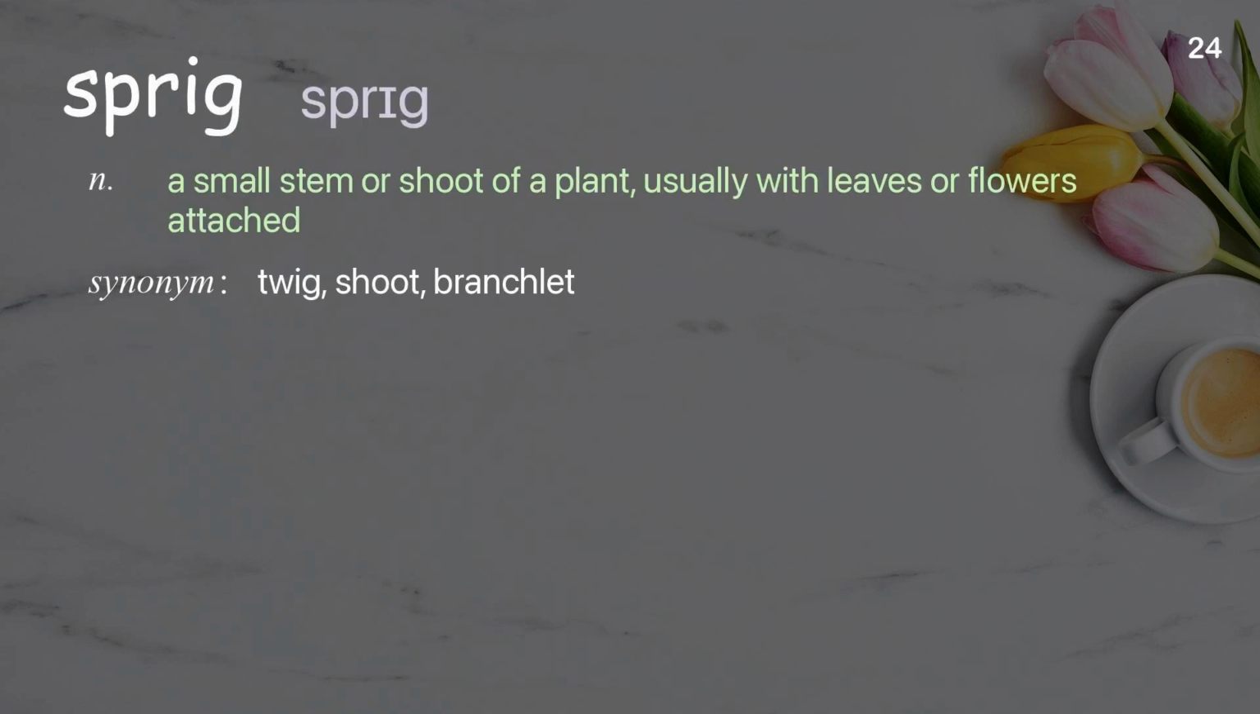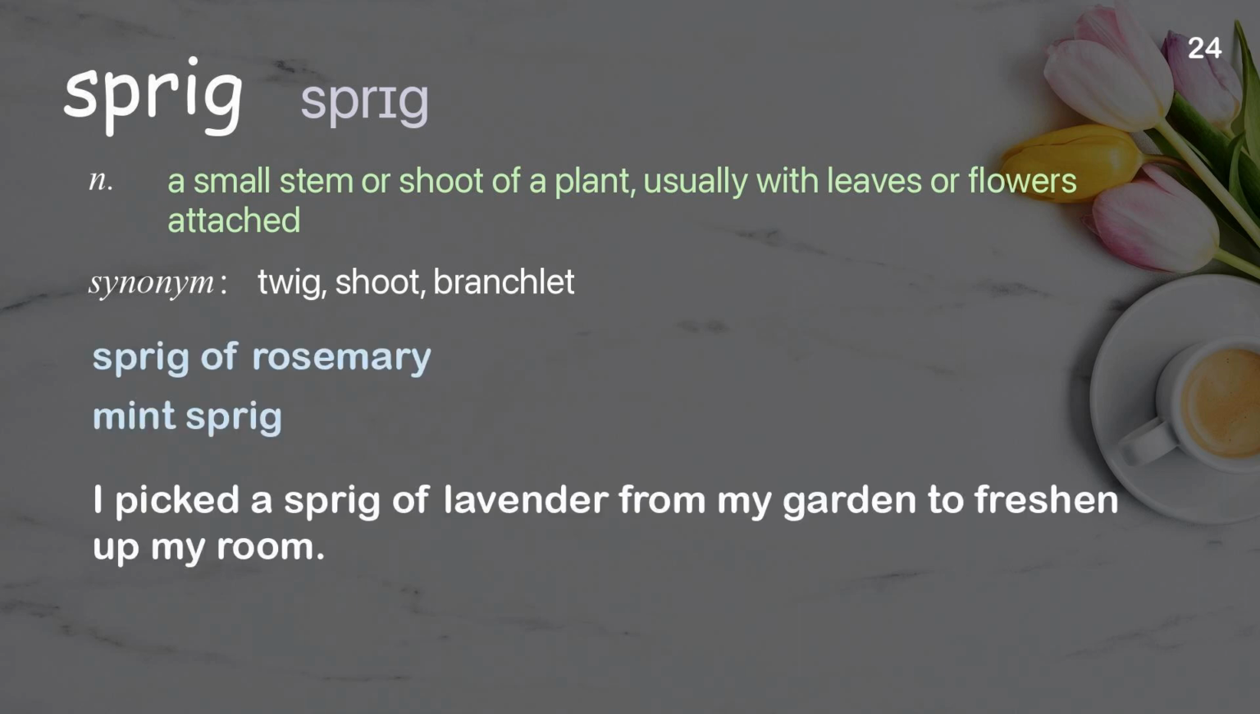Sprig. A small stem or shoot of a plant, usually with leaves or flowers attached. Examples: Sprig of rosemary. Mint sprig. I picked a sprig of lavender from my garden to freshen up my room.